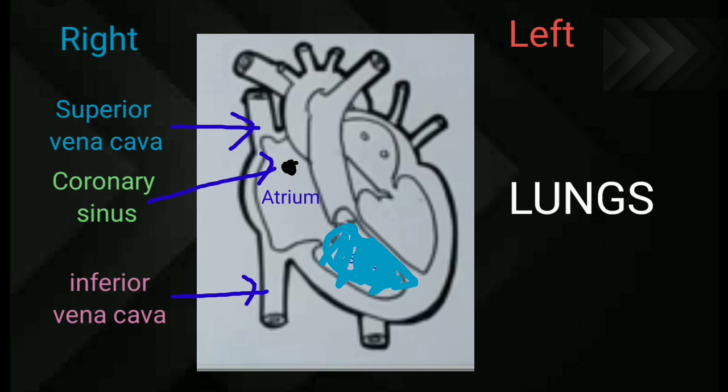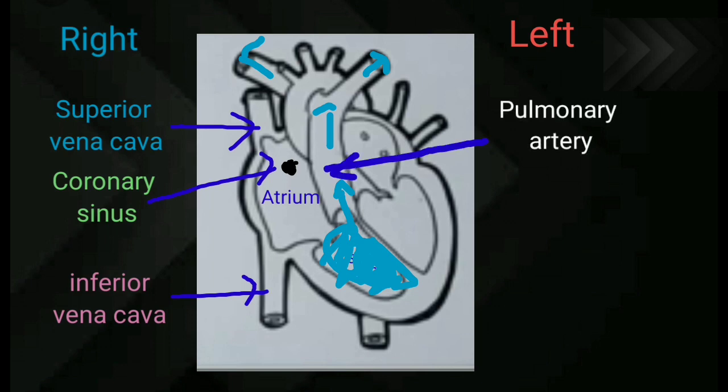So now it will go from the right ventricle. It will be pumped through the pulmonary artery. Okay, pulmonary artery, and it will go and reach both the lungs. The pulmonary artery will break up into two branches, the right artery and the left artery, and it will go and take this deoxygenated blood into the lungs.